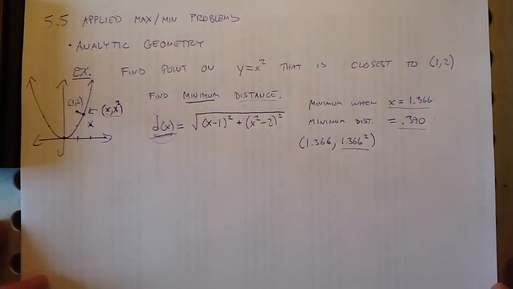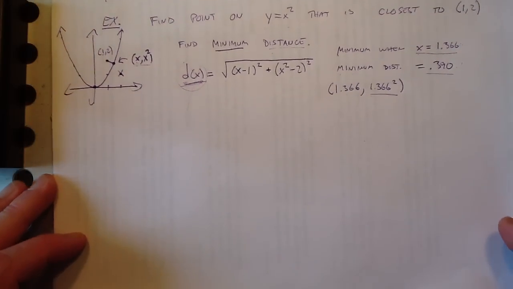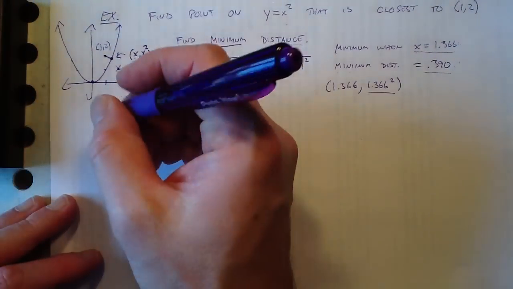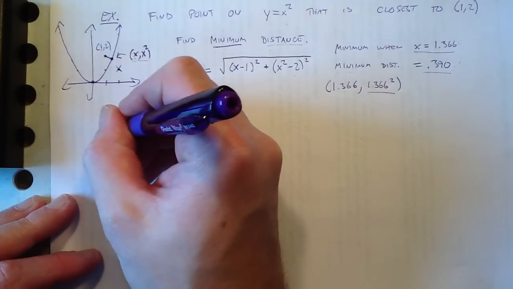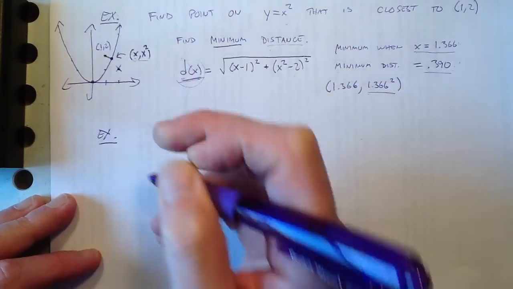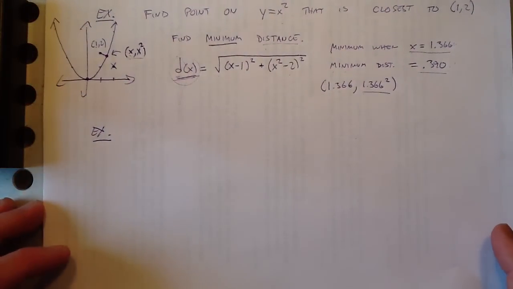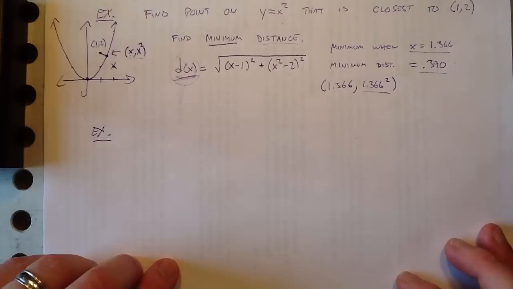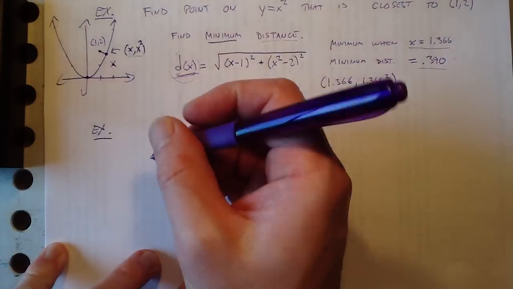Okay, that's one type of problem of the analytic geometry type. I'll give you one other example. These are the two classic types of analytic geometry problems. And we'll try to do this one maybe without a calculator.